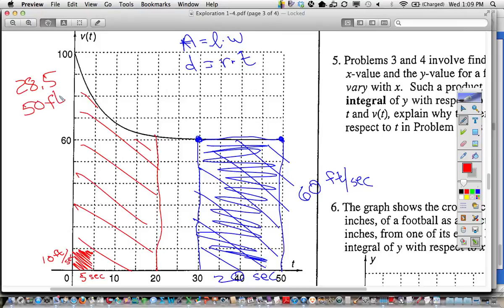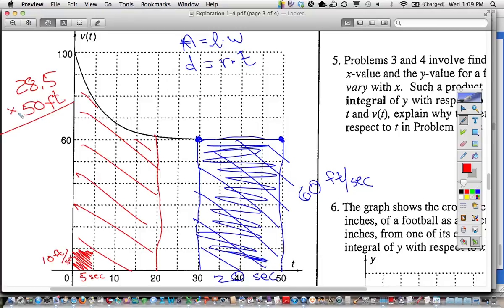So you take 28.5 squares times 50 feet per square, and you get what? 1425. Now, does that make sense? The truck went 1,200 feet during these 20 seconds and went 1,400 feet during these 20 seconds. Does that make sense? Sure, because in these 20 seconds, he was doing what? He was going faster. He started at 100 feet per second. He was going faster during those 20 seconds.